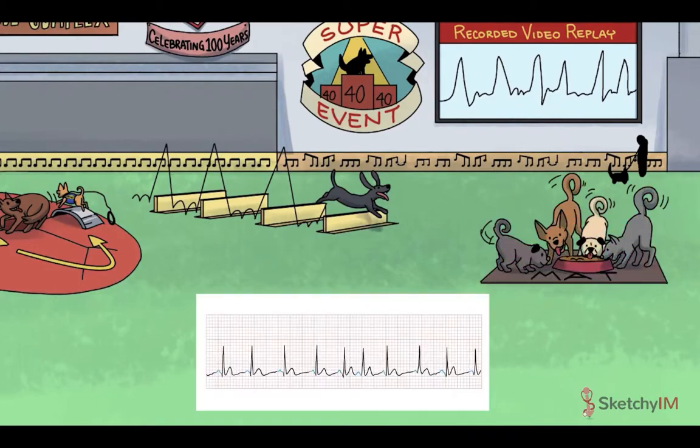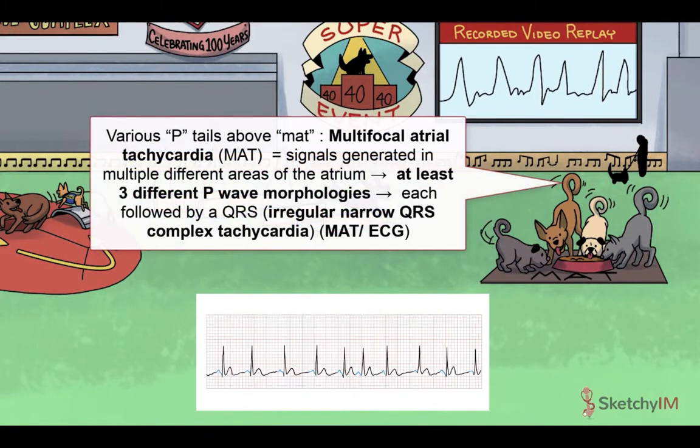The last and least common of the irregular narrow complex tachycardias that we'll be covering is MAT, or multifocal atrial tachycardia. Everything you need to know is right there in the name. In multifocal atrial tachycardia, there are multiple areas of the atrium, at least three, that are all taking turns firing and sending the electrical impulse down through the AV node and to the ventricle.